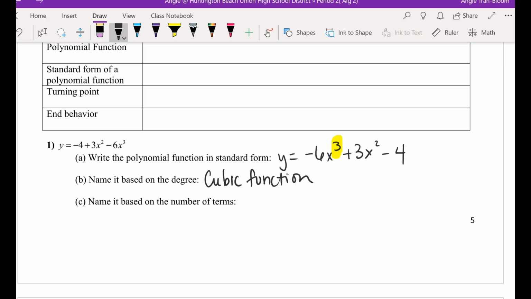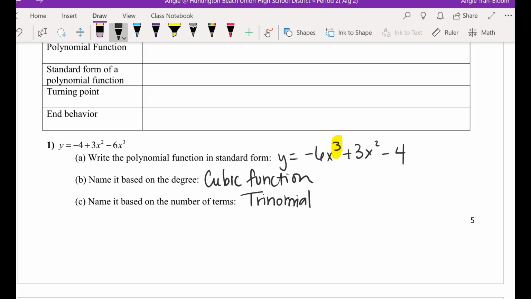Now C is where Anthony came in. Name it based on the number of terms. This is now a trinomial because how many terms does it have? 3. Trinomial function. So that's how we name it, based on different things.